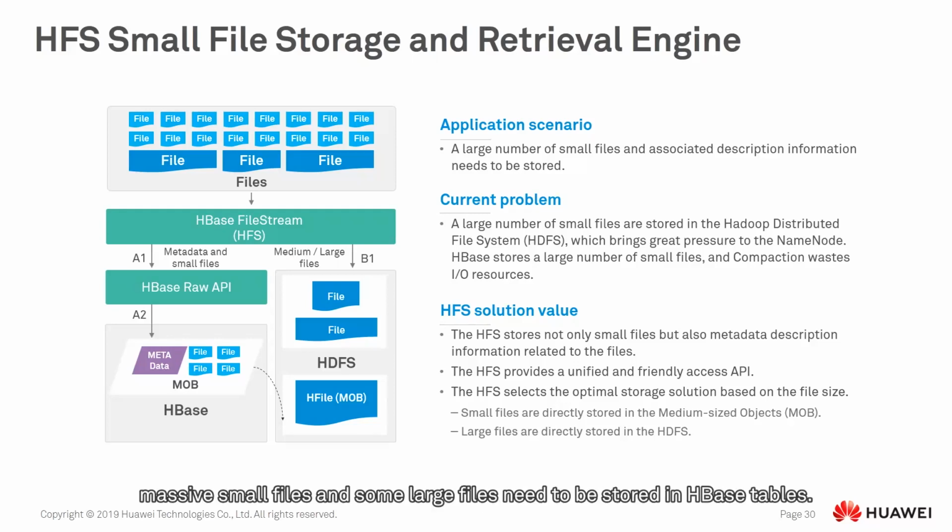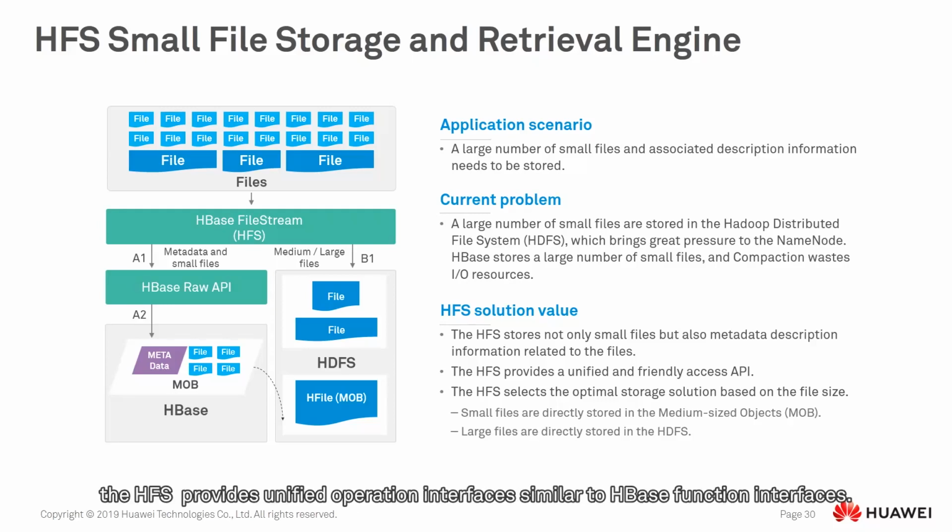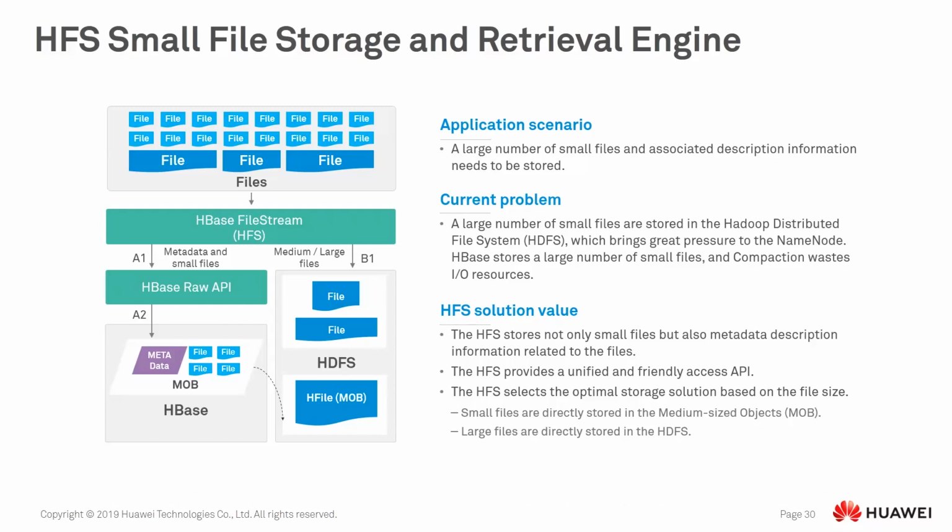Simply speaking, massive small files and some large files need to be stored in HBase tables. Small files can be directly stored in MOB, and large files can be directly stored in HDFS. For such a scenario, the HFS provides unified operation interfaces similar to HBase function interfaces.